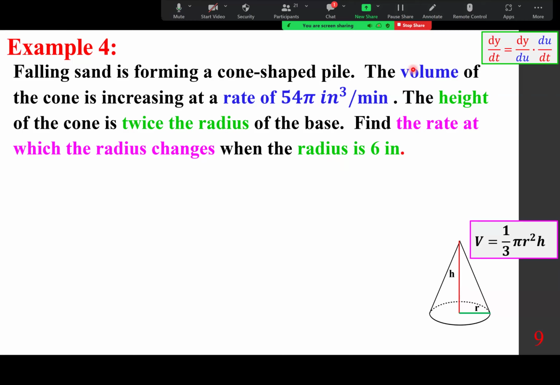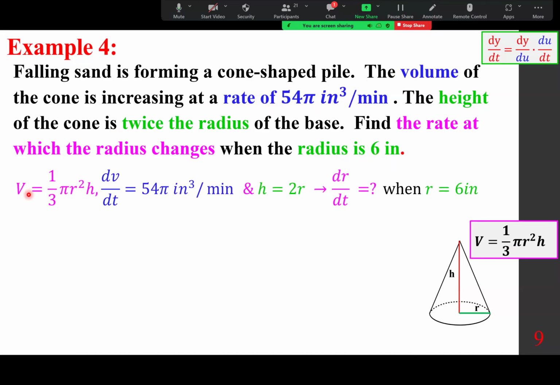So let's read again and write the given symbols. The volume of the cone is increasing at this rate. That means the speed, that means the derivative. So dV dt is this much: 54 pi cubic inches per minute. Again, remember, the volume has this formula. The height is twice the radius, h equals 2r. Find the rate at which the radius changes. That means find dr dt. At what point? When r is 6 inches. This is the translation of this question. And this is the formula that we are supposed to know.